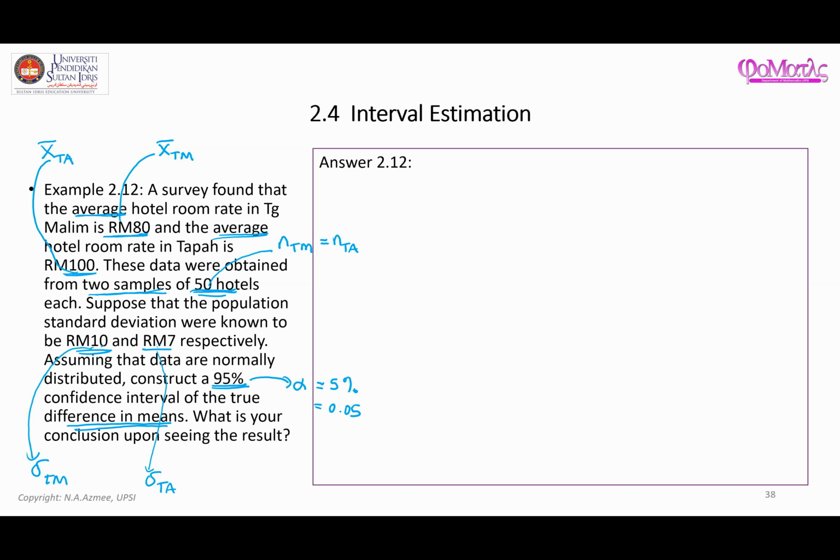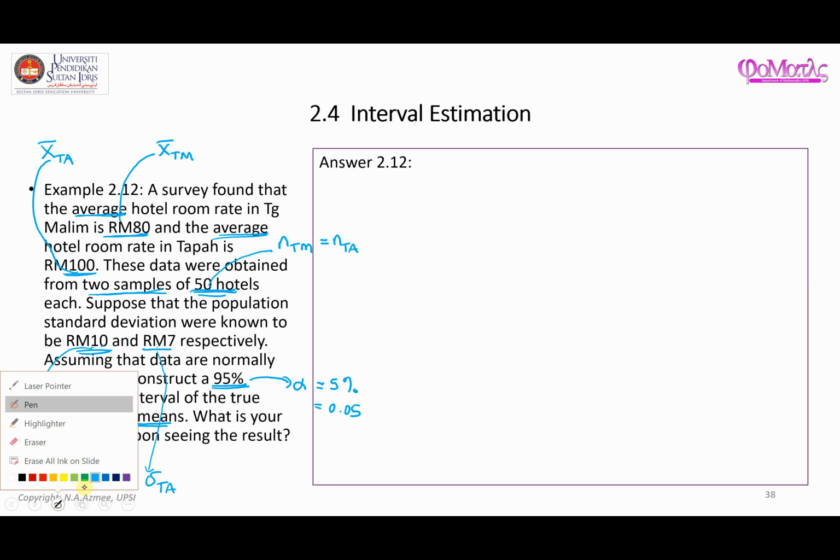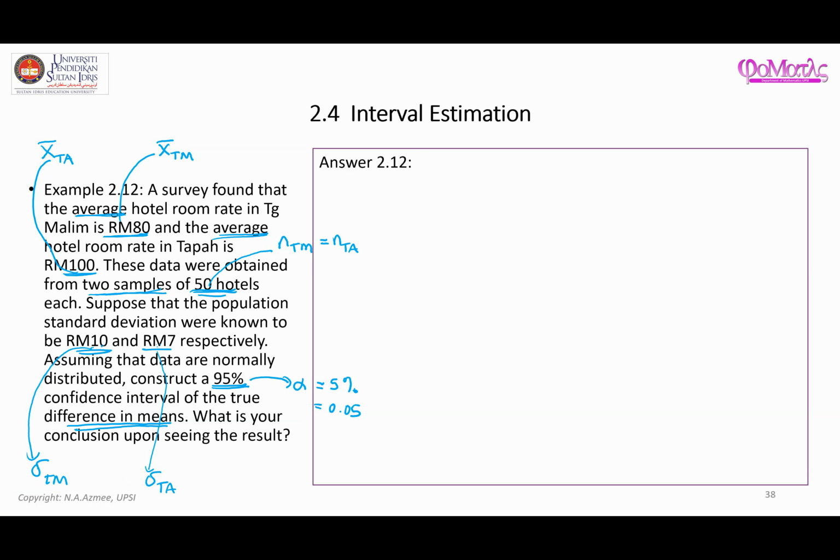Okay, so now we're going to write down the formula to construct the confidence interval. So let's say we are interested to find mu for Tapa minus mu for Tanjung Malim. This is what you are interested to find. Because the order is in terms of Tapa and Tanjung Malim, make sure that when you write down the formula, it has to be Tapa minus the sample mean from Tanjung Malim. So the order here has to follow what you intend to look for.